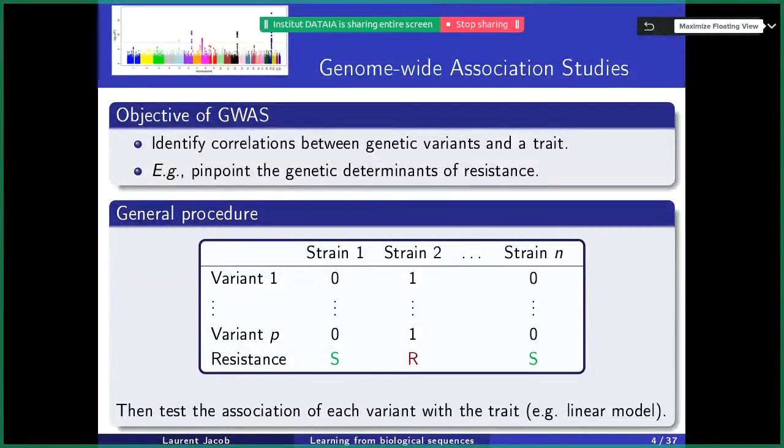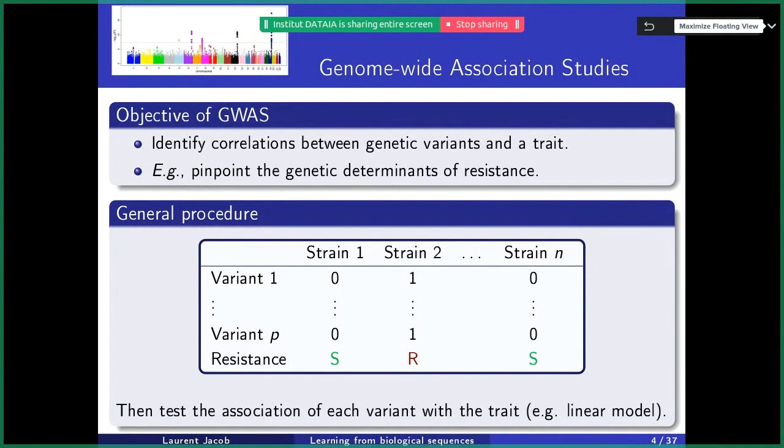that right now. If you haven't heard of GWAS, it's a problem to try to identify correlation between genetic variants, whatever that means, and the traits. For example, you can think of finding genetic variants that are associated with resistance in bacteria.